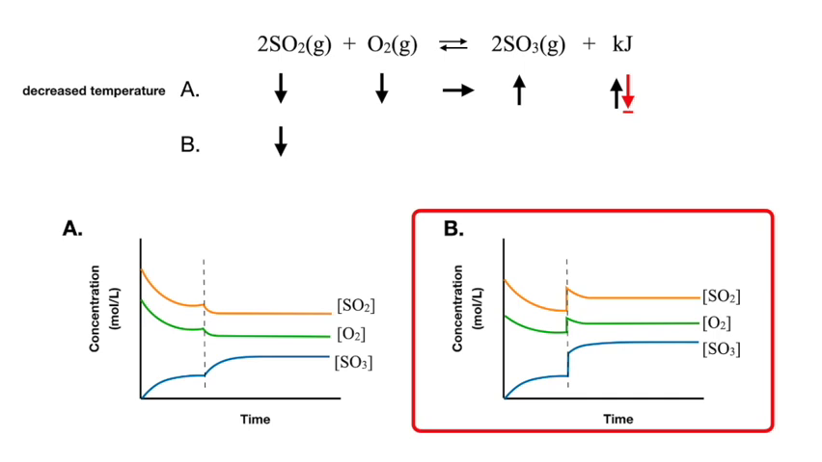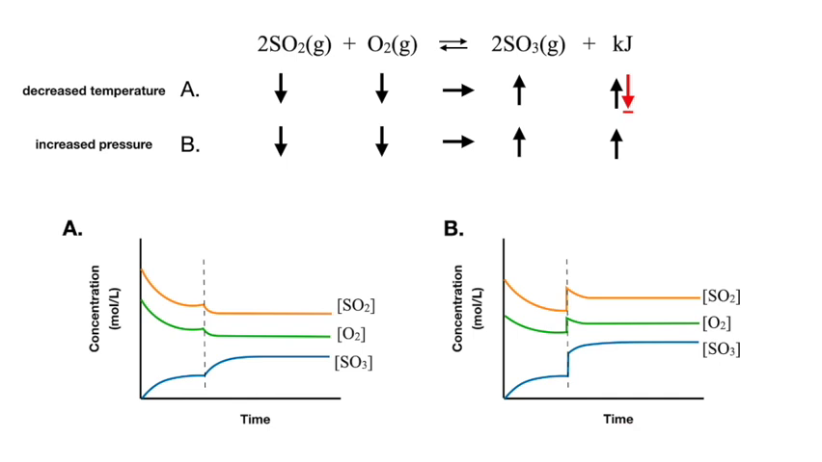Okay, so what happened here? It looks like SO2 went down, O2 went down, and SO3 went up. What shift, what pressure change would have caused that? Well, there's 3 moles on the reactant side and 2 moles on the product side. What shifts to the fewer moles? We increase the pressure, and that favors the side with the fewest moles. Okay, so that was our stress.